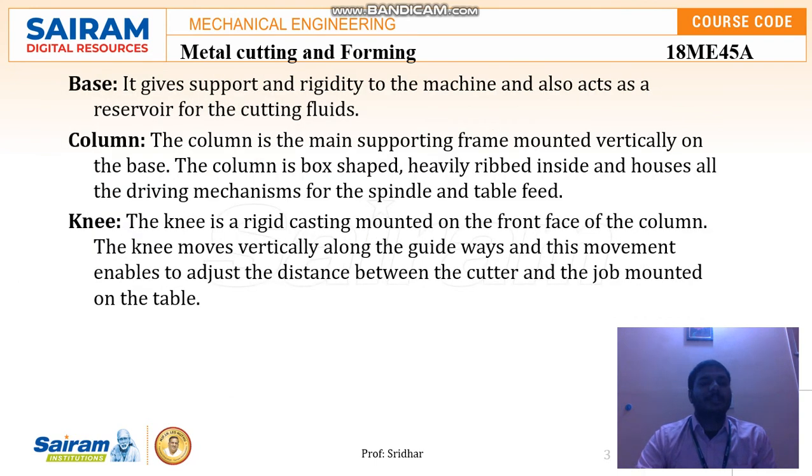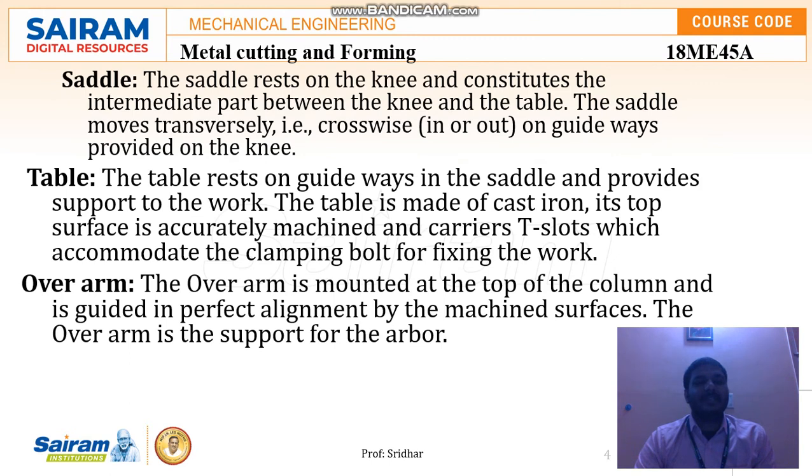You can see the use of the base is to give rigid support, and the column is the frame vertically mounted on it. The function of the knee is to adjust the distance between the cutter and the job mounted. The function of the saddle is to rest on the knee, and it constitutes the intermediate part between the knee and the table. The overarm is mounted on the top of the column, and it is guided and perfectly aligned by the machine surface. The overarm supports the arbor, and that is the reason we fix the arbor here.